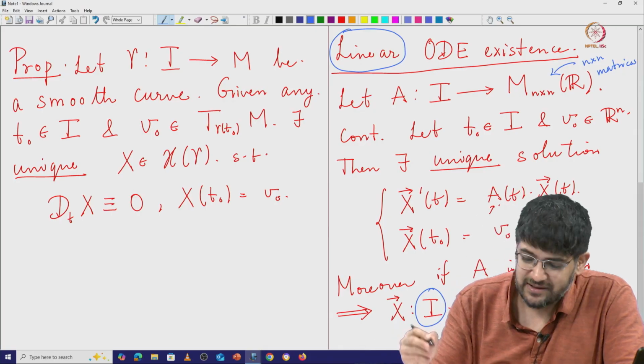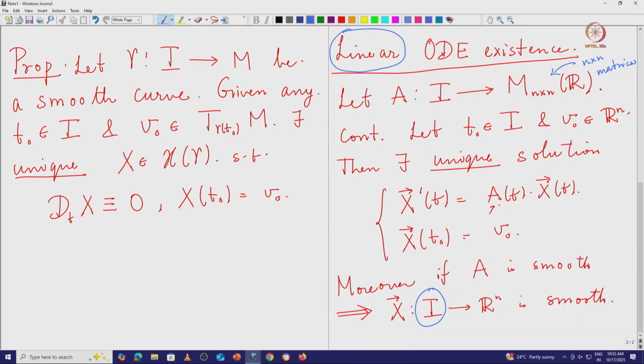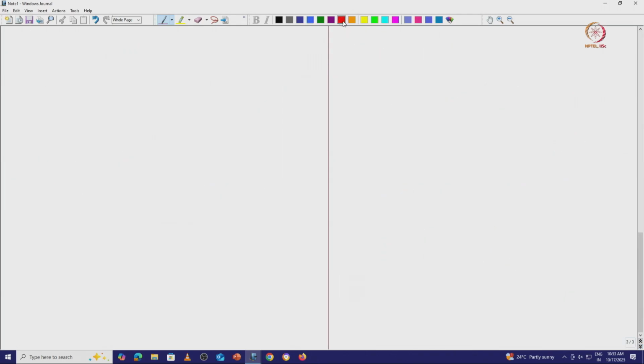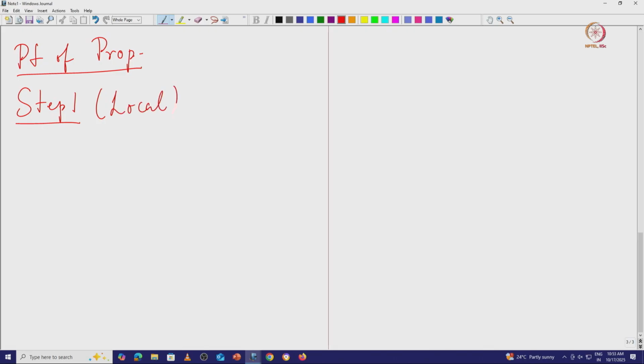Alright, so now we'll apply this basic linear ODE existence result to prove our proposition. So proof of proposition. There are two steps. First one does this locally, and then we extend it globally using the uniqueness property. So step 1. As I said, this is a local step.